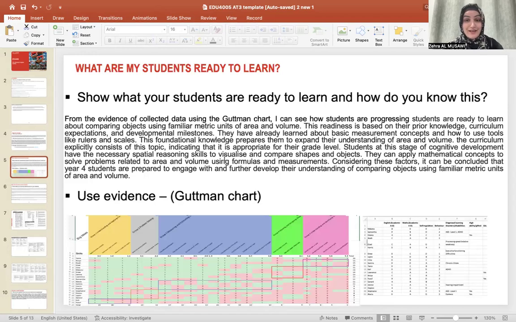Show what your students are ready to learn. So what are they ready to learn? From the evidence of collecting data using the Guttman chart, I can see how students are progressing. Students are ready to learn about comparing objects using familiar metric units of area and volume. Here is my Guttman chart, and here's the back of my Guttman chart.